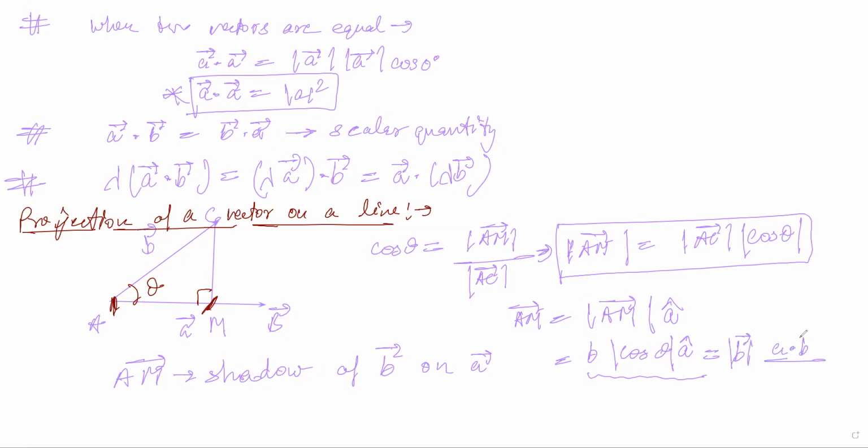So this cos theta can be written as A dot B divided by mod A mod B. So this is A vector. So this can be cancelled out. This will be written as A dot B divided by mod B.